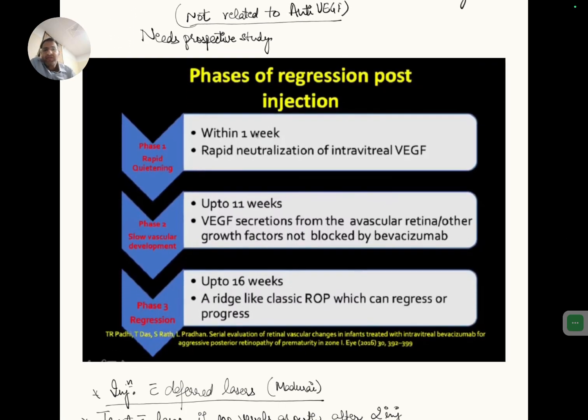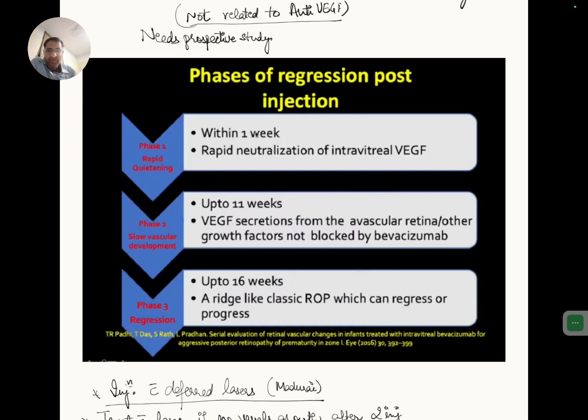What are the phases of regression post injection? Phase 1 is rapid quietening. In this phase, within 1 week there is rapid neutralization of all the intravitreal anti-VEGF. The second phase is from 1 to 11 weeks, and this phase is slow vascular development. In this, VEGF secretion from the avascular retina or other growth factors are not blocked by bevacizumab, and there is slow vascular development in these areas.